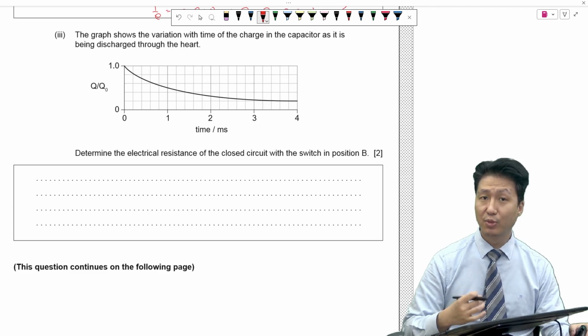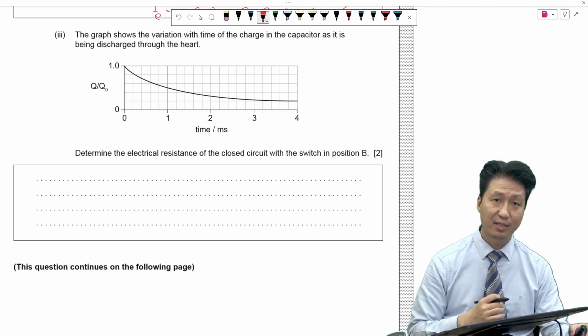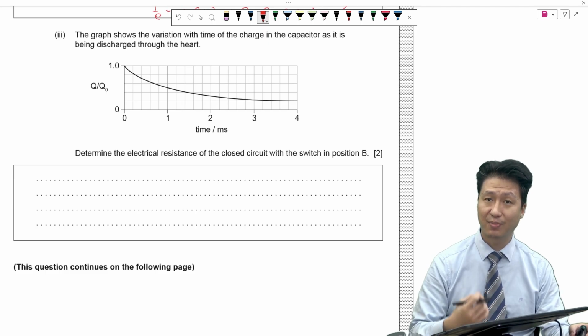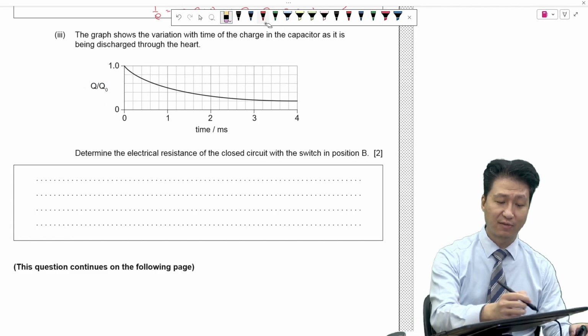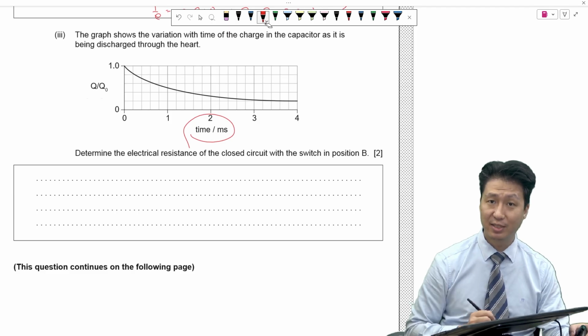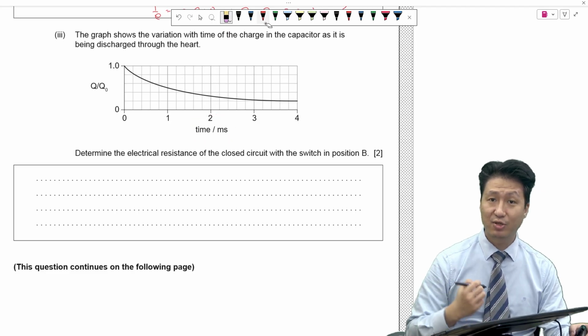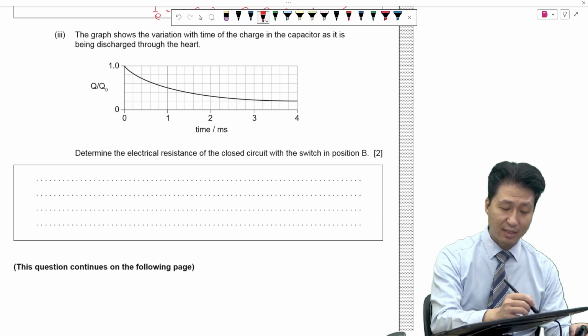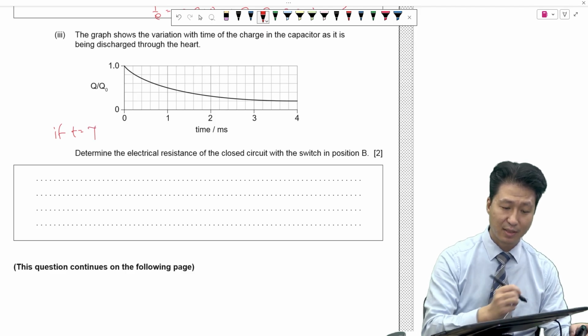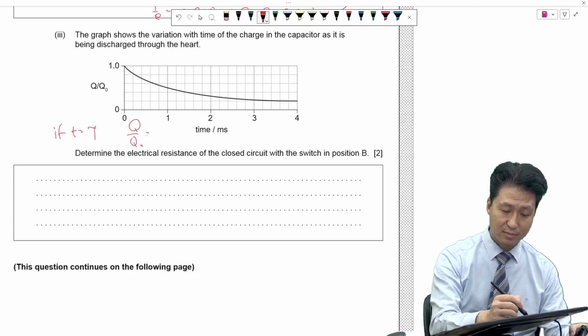In the following question, Roman numeral 3 of question 5C, it says the graph shows the variation with time of the charge in the capacitor as it is being discharged to the heart. So we have the relative charge as a fraction of 1, and we have the time in milliseconds on the x-axis. Determine the electrical resistance of the closed circuit with the switch in position B. So we are initially given that if time is one time constant, then this ratio would be equal to 0.13.